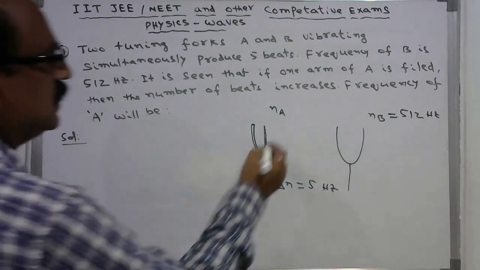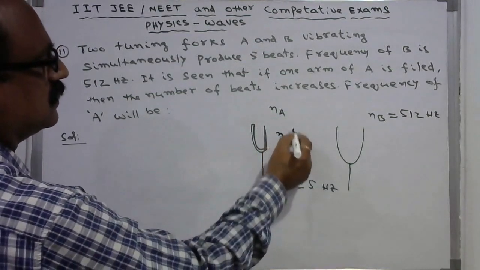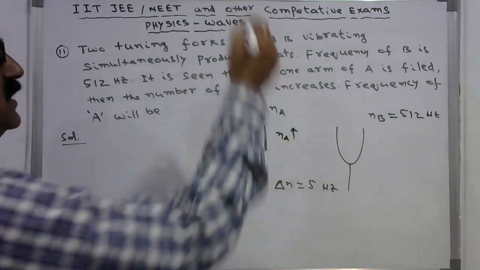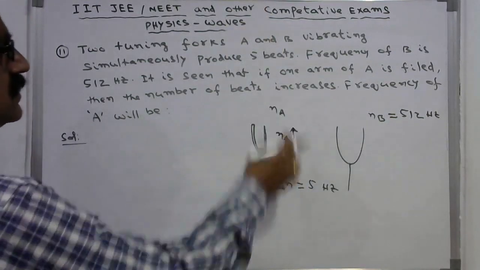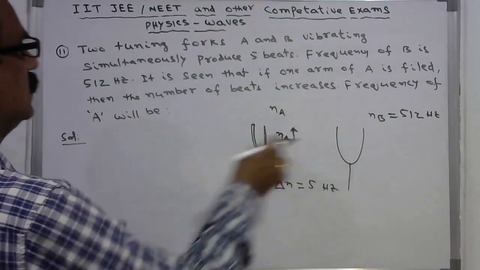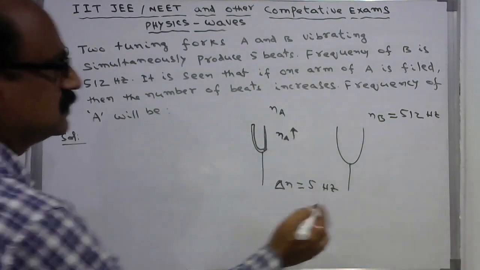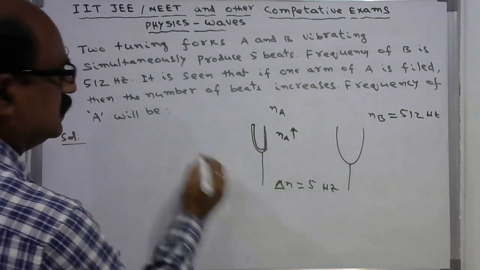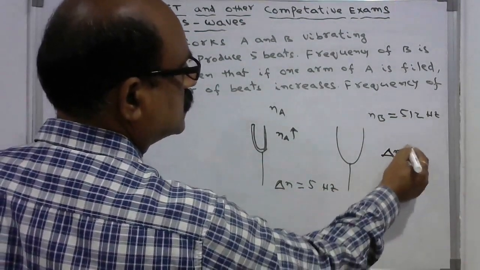So on filing, what happens? On filing, always the frequency increases. So the frequency of the tuning fork increased. But the number of beats are increased. And delta n in this case is increased.